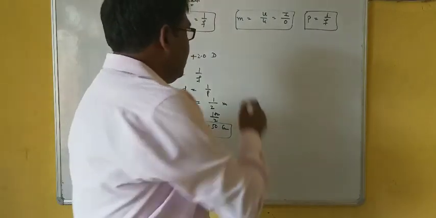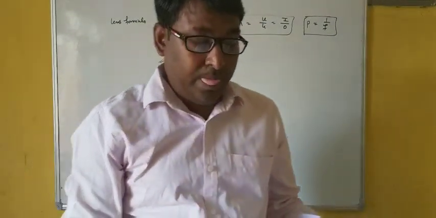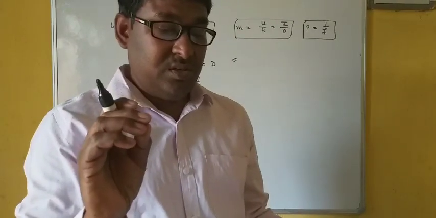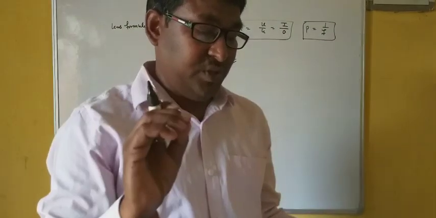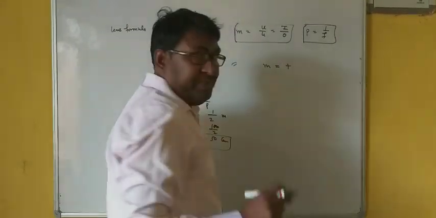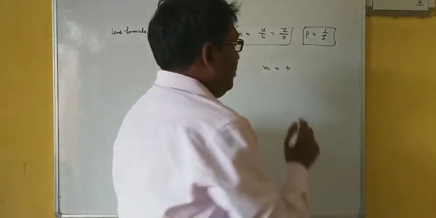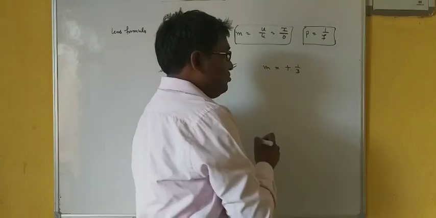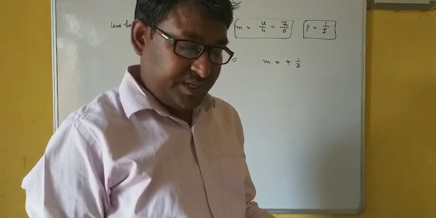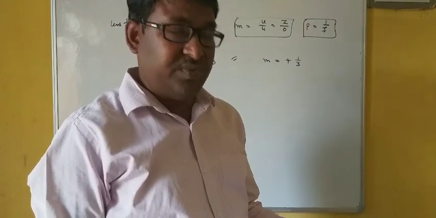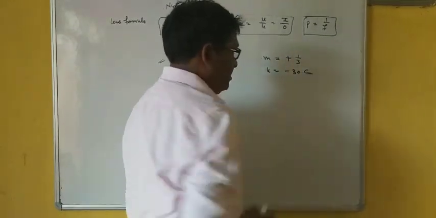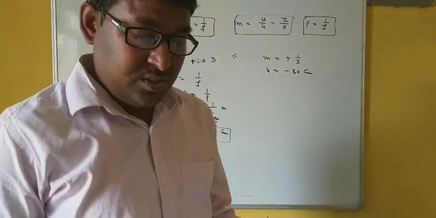Now one more numerical. See, a concave lens forms an erect image of 1/3 size of an object. Erect image means virtual always. Erect means virtual, means positive sign of magnification. 1/3 means 1/3 size of an object. Okay, which is placed at a distance of 30 centimeter in front of the lens. Means U is what? Minus 30 centimeter. U is minus 30 centimeter.